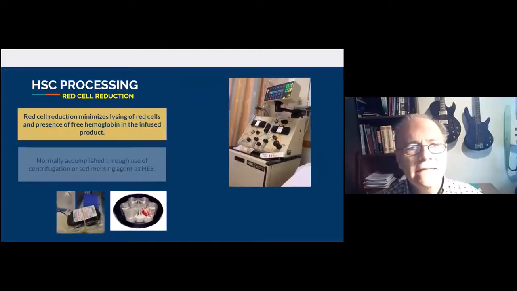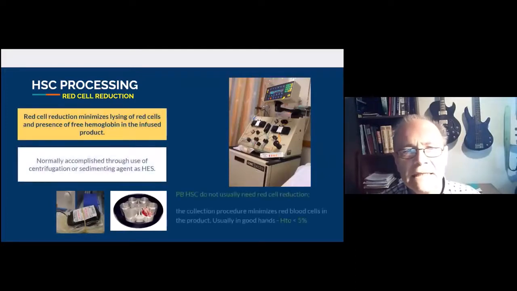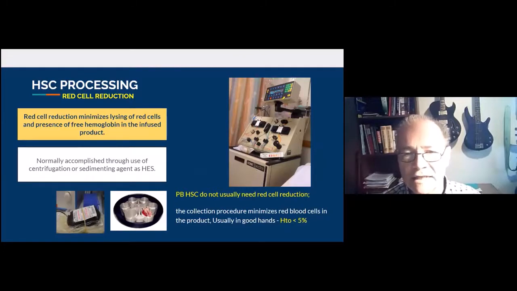You can see the red cell reduction minimizes lysis of red cells and the presence of free hemoglobin in the infused product, and is normally accomplished through the use of centrifugation or a sedimenting agent such as hydroxyethyl starch. Remember, peripheral blood hematopoietic stem cells do not usually need red cell reduction because in good hands the hematocrit is generally under 5%.